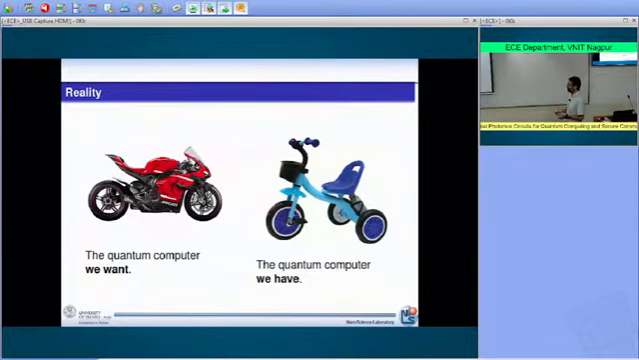This is the kind of quantum computer that we would like to have. And nowadays we have a quantum computer that is like this. In order for a quantum computer to overpass digital computers, we need to be able to handle a few thousand qubits. And nowadays the record, I think, is 500 qubits. So we are still at the dawn of quantum computation.